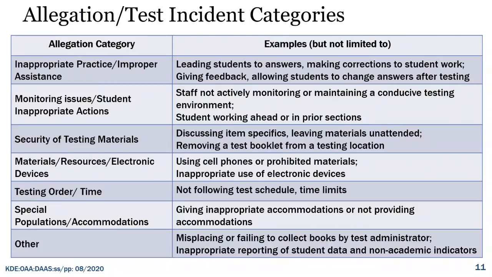These are the broad allegation categories or issue codes used for filing an allegation. Notice that the examples correspond to the information we have covered in the administration code training. Let's look more closely at each category. Inappropriate practice or improper assistance.